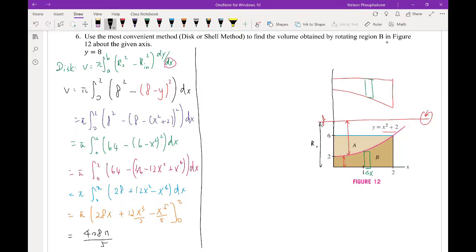Okay, and now if we want to work with the shell, the shell method basically is V is 2 pi, integrate between a and b, of the radius multiplied by the height.